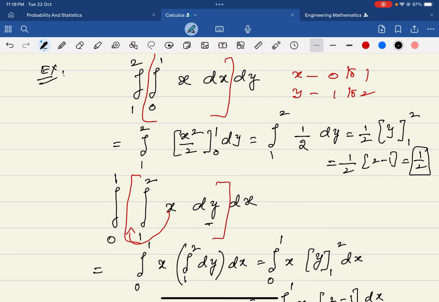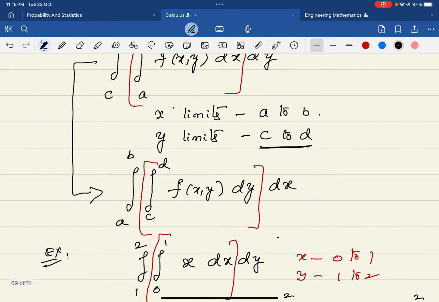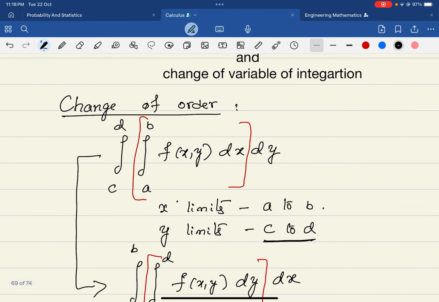So if you change the order of integration, you are not changing the limits. X limits and y limits will be the same, just you are changing the order. When you write dx dy as dy dx, you are going to change the x limits as x, y limits as y, like this. That's it. This is called the change of order of integration. I hope you could understand.